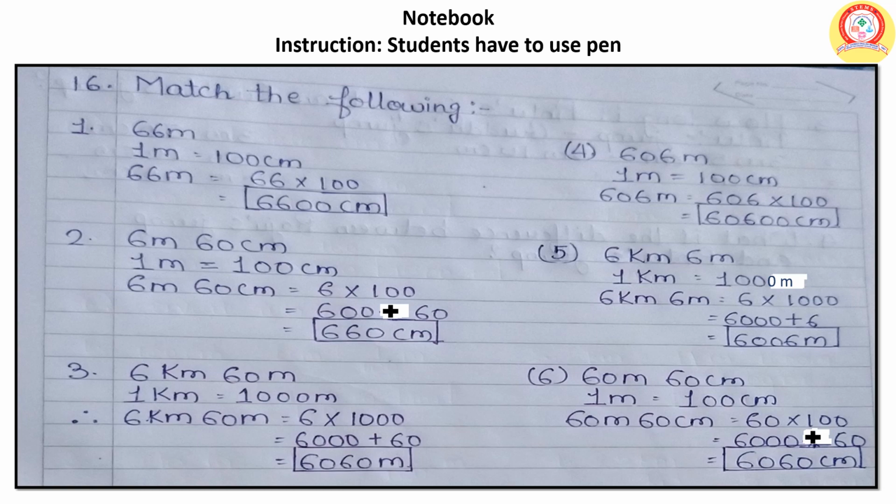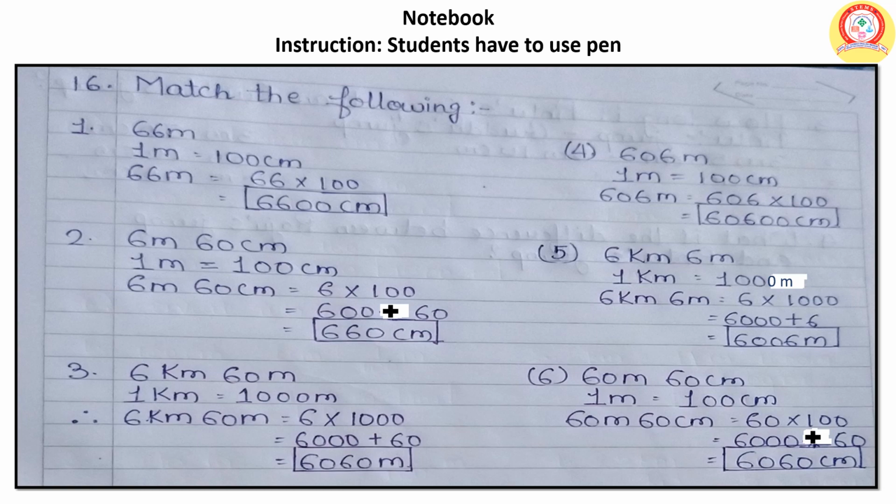So 606 multiplied by 100, we will get 60,600 centimeter. Now let's move to question number 5th, that is 6 kilometers 6 meter. Children, when 1 kilometer is equal to 1000 meter, then 6 kilometers 6 meter is equal to how much children? So we will multiply 6 with 1000, we will get 6000, plus 6 meter, we will get 6006 meter.